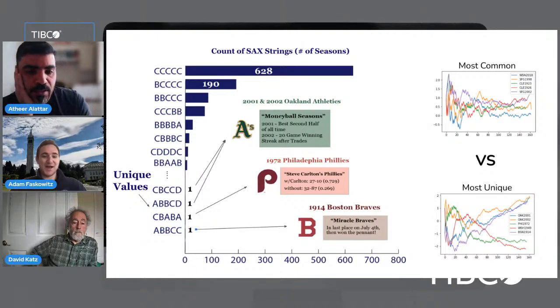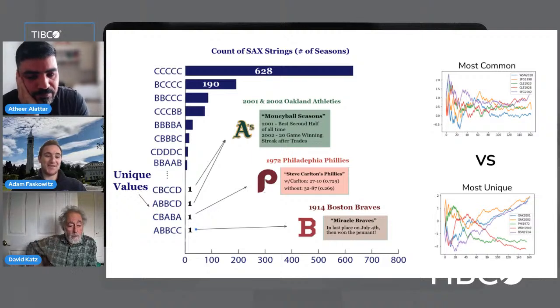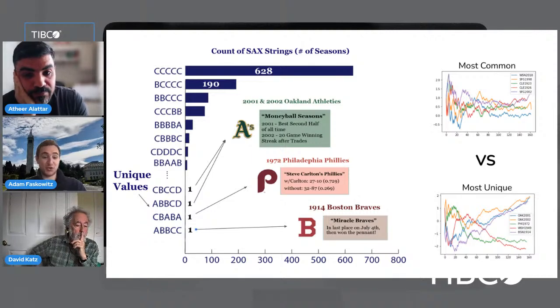Wow. It starred Brad Pitt. It was a very popular movie. So it kind of shows that these were movie-ready seasons. In 2001, the A's had the best second half of all time. So there's the second half of games, and they did extremely well. In 2002, I think they had a 20-game winning streak, which at the time might have been the largest winning streak of all time. So you can imagine that it was a very interesting trend.